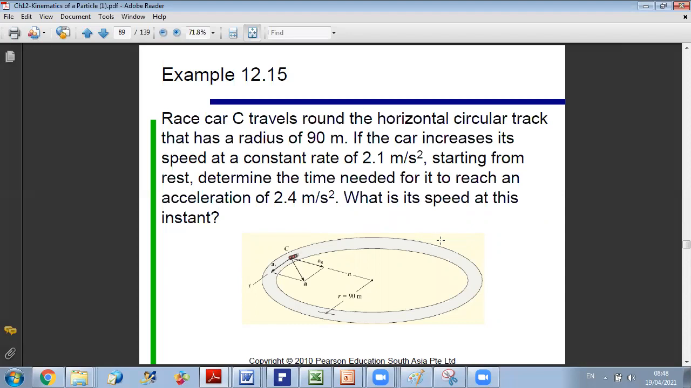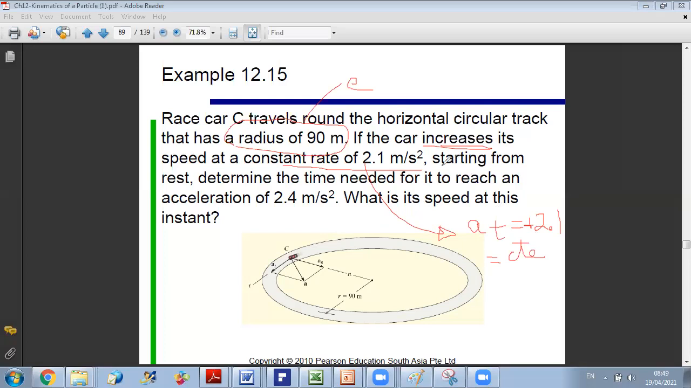So this is another problem of curvilinear motion, but now it's a circular motion. So the radius of curvature is constant and it's equal to the radius of the circle. So here rho is 90. Now, they are telling us that the car increases its speed at a constant rate of 2.1. This means that since this represents the variation in speed, it's AT. So from this sentence, we can write that AT, first it's plus because the speed is increasing, plus 2.1. And the second important information is that AT is constant.